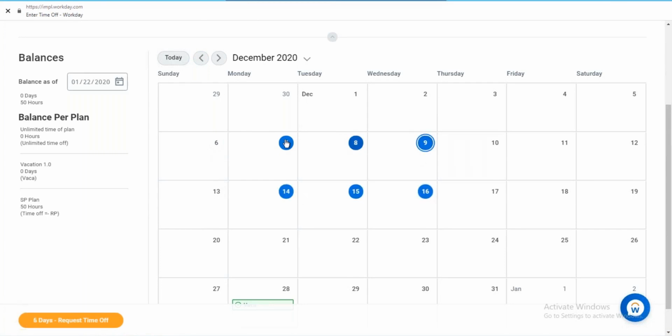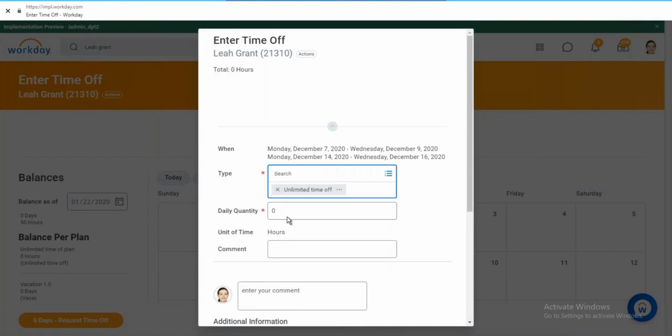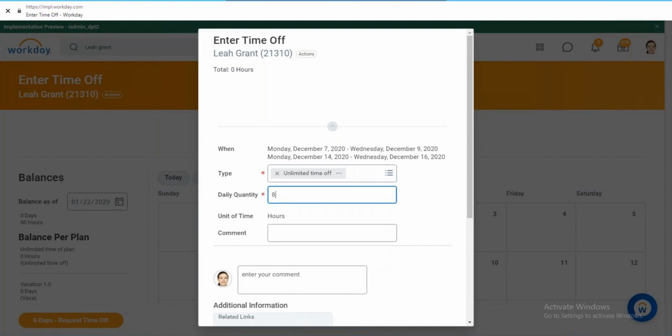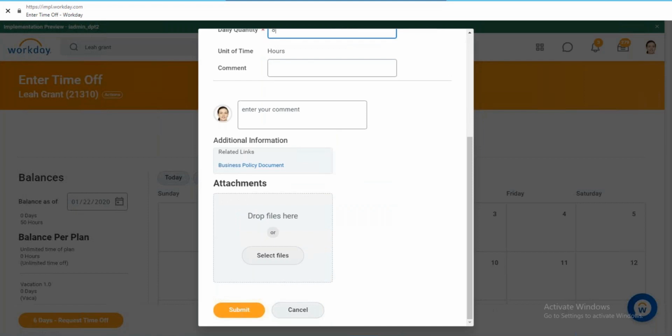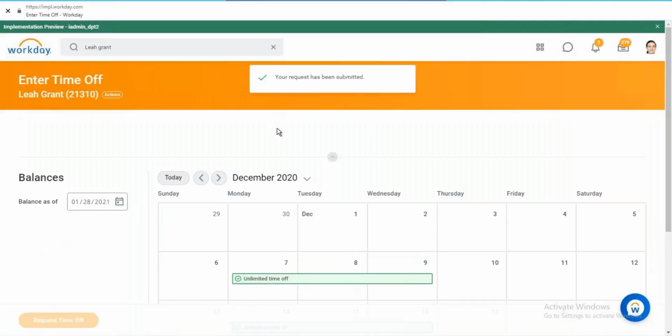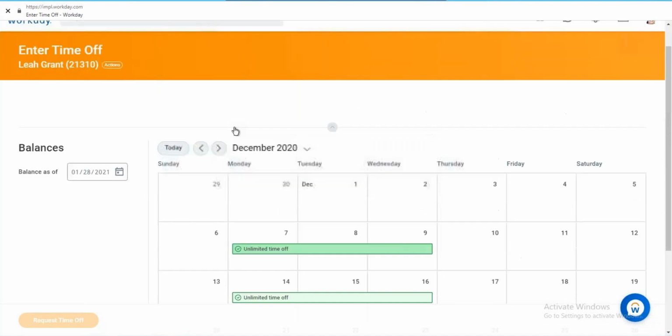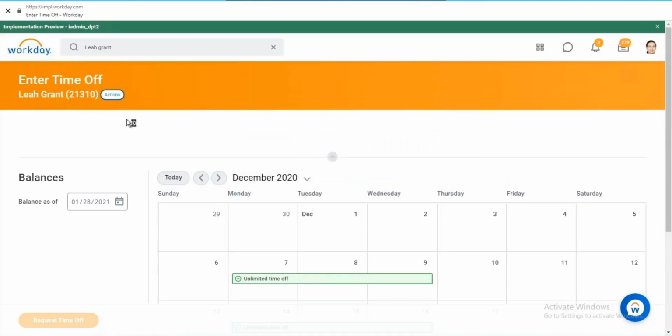Time off, 6 days, and I will request your time off plan, that is the unlimited time off plan, 8 hours, and submit. I requested 6 days, which means 48 hours. So now let's see the balance. When requested it should get deducted, but what will happen? Let's see.